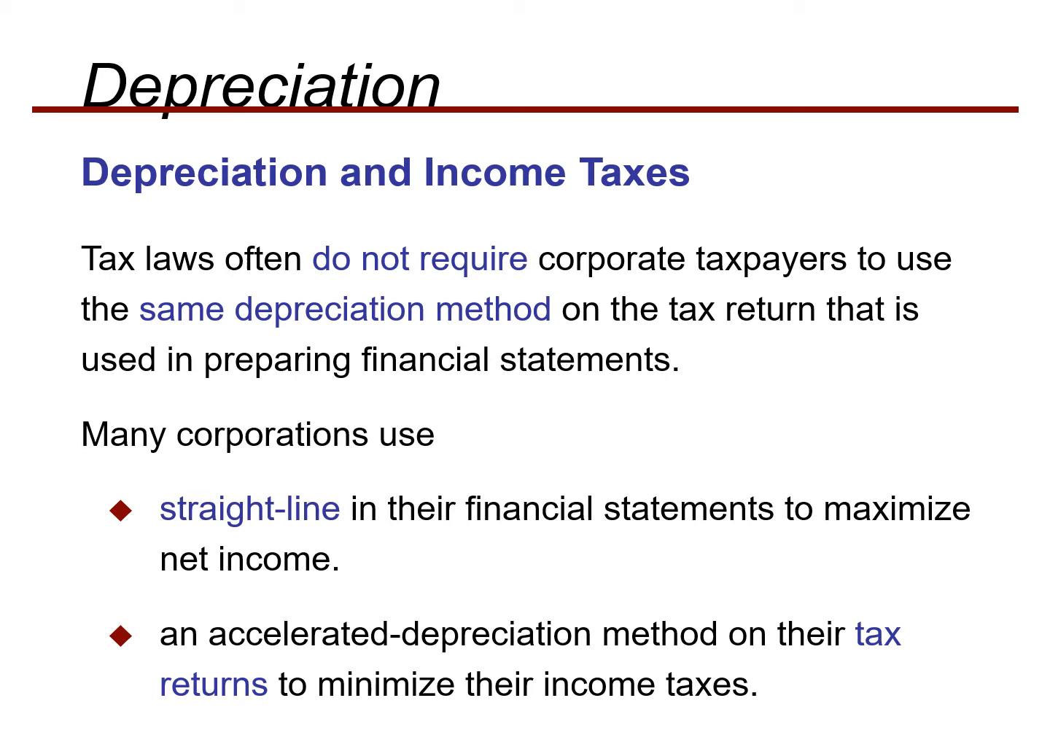So a corporation can use the straight line method in its financial statements to maximize net income, because the stakeholders are using your financial statements, and your shareholders are looking at the performance of the organization. But an accelerated depreciation method can be used on the tax return to minimize the income tax burden, because the more depreciation expense is deducted from your income, obviously the less taxes you have to pay. That's why you can use different methods for tax reporting purposes, or say for declaration of your tax returns.